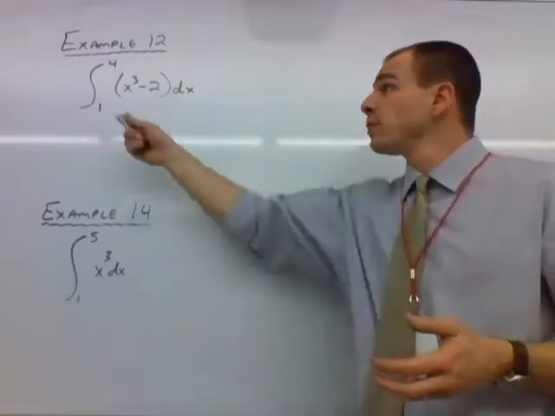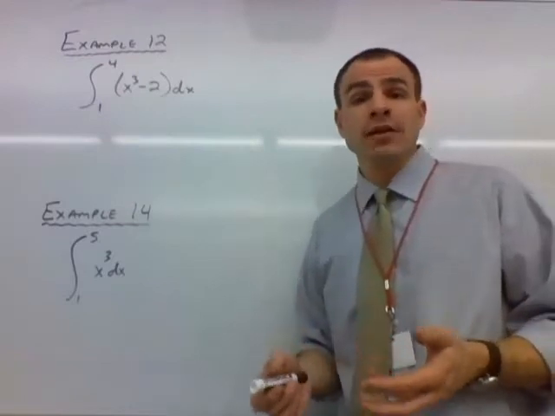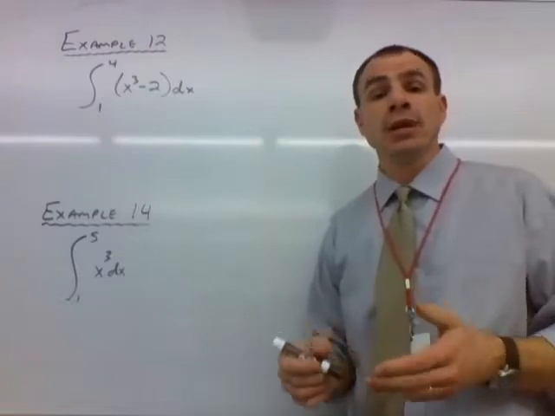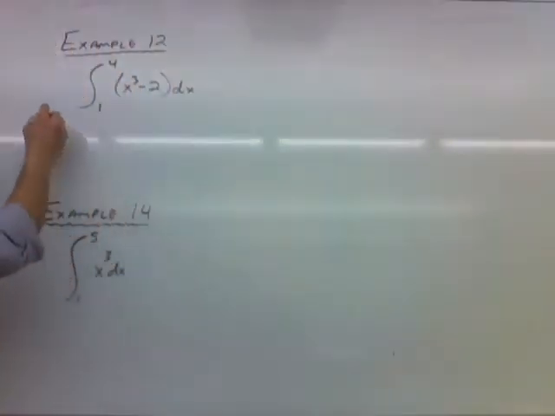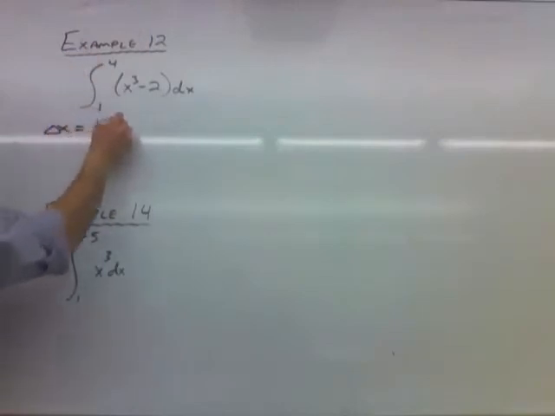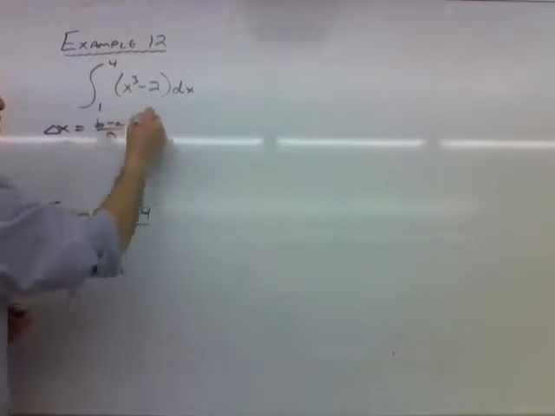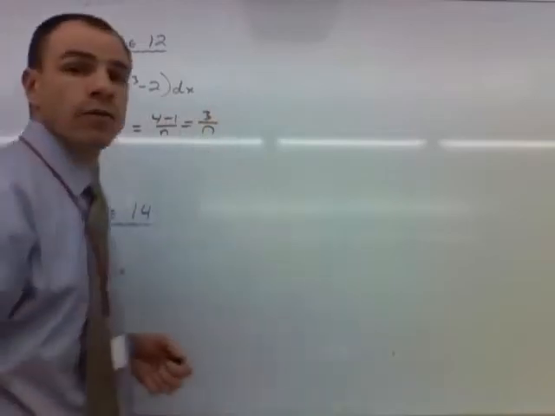We know that a is 1, we know that b is 4, and we also know that delta x, which is a big part of our limit, is going to be b minus a over n. So as we start here, the first thing that's a good idea to do is to calculate delta x. And again, calculating delta x requires us to do b minus a over n, and that's going to be 4 minus 1 over n, or 3 over n.